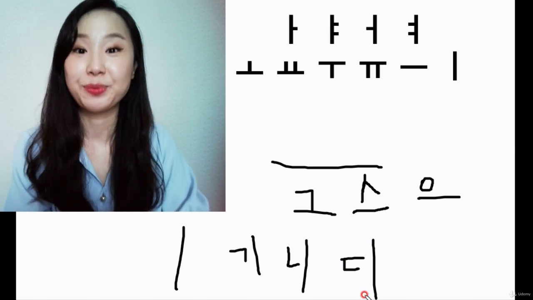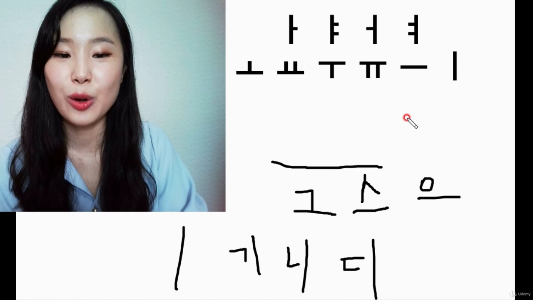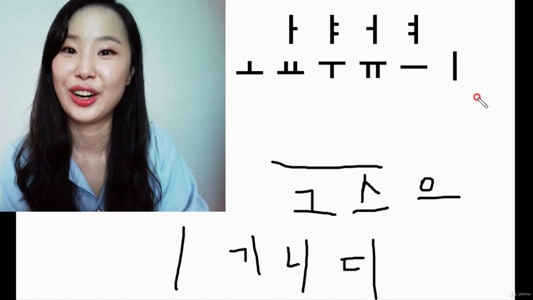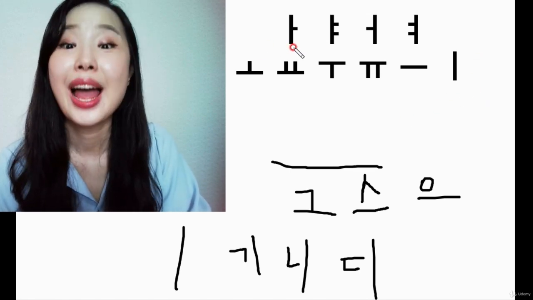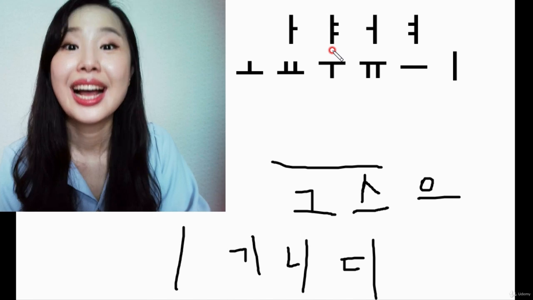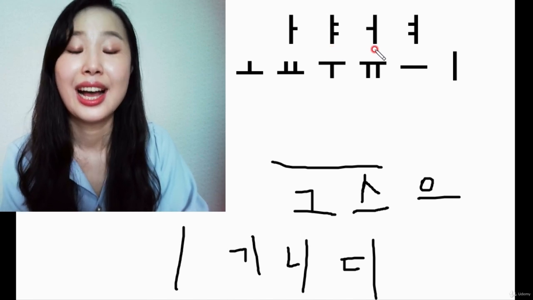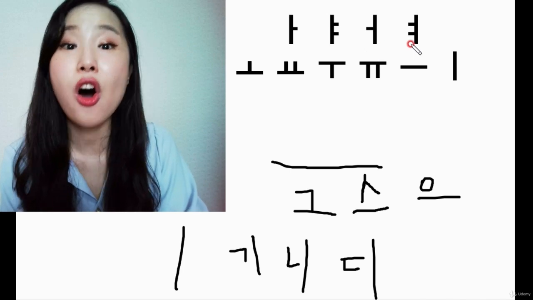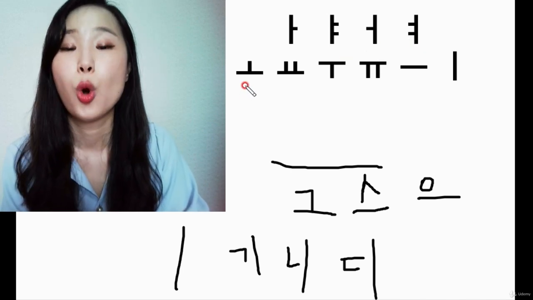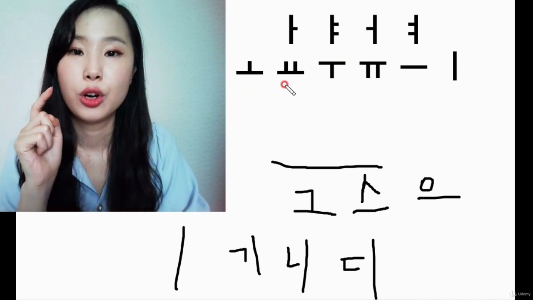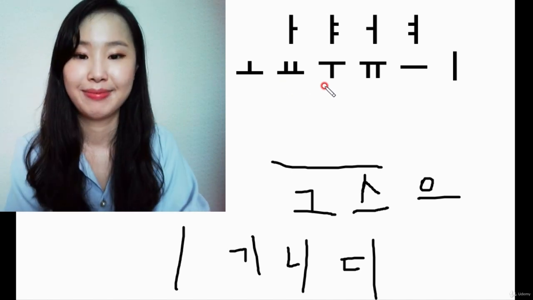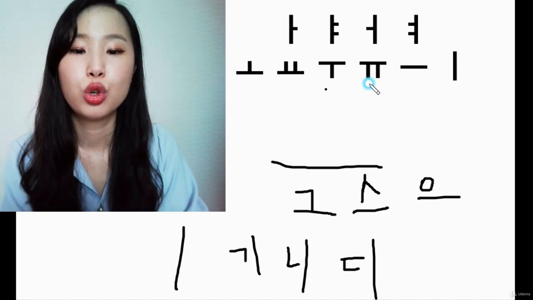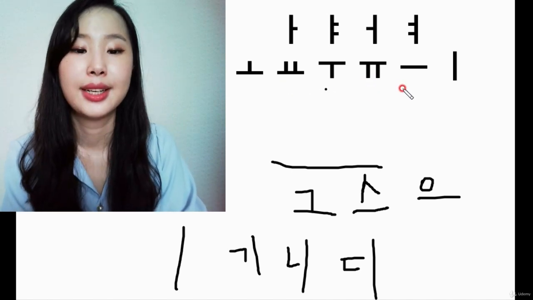Di. So let's read all the vowels that you learned. So, a, ya, o, yo. Don't forget, o, yo, u, yu.